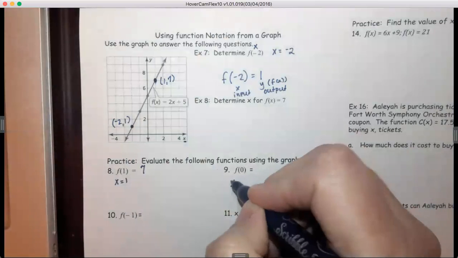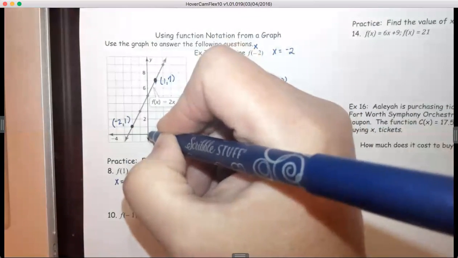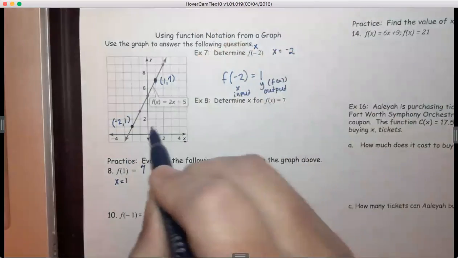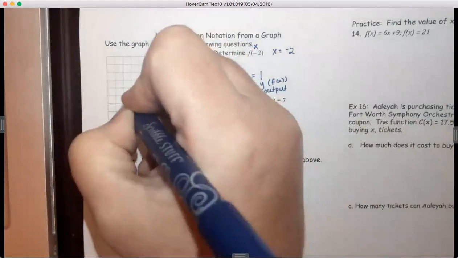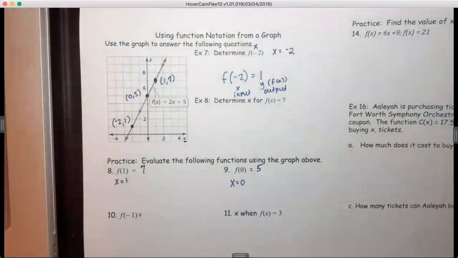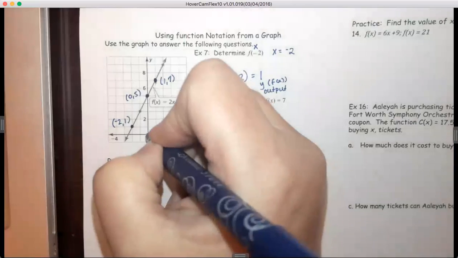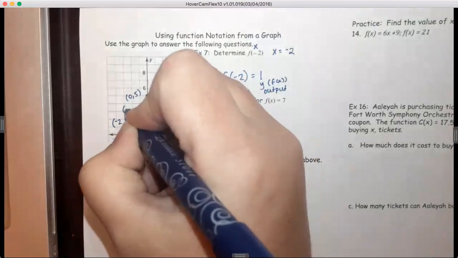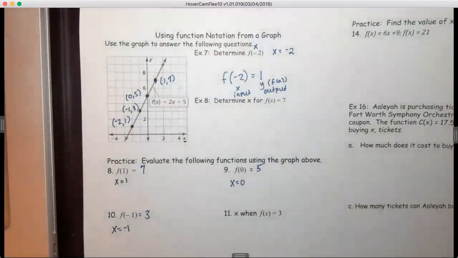Okay, f of 0, that means x is 0. We're going to go to 0 on the x-axis. Here's the x-axis. Here is 0. I'm going to go up. I'm going to hit the line. This is 0, 5. So my answer is 5. I have the x value. I'm just trying to find the y value. And the y value is your answer. End of story. Okay, f of -1. x equals -1. Here's -1. I go up. This point is -1, 3. So my answer is 3.